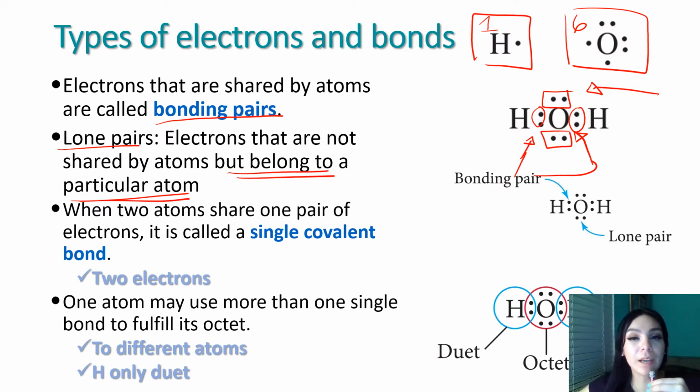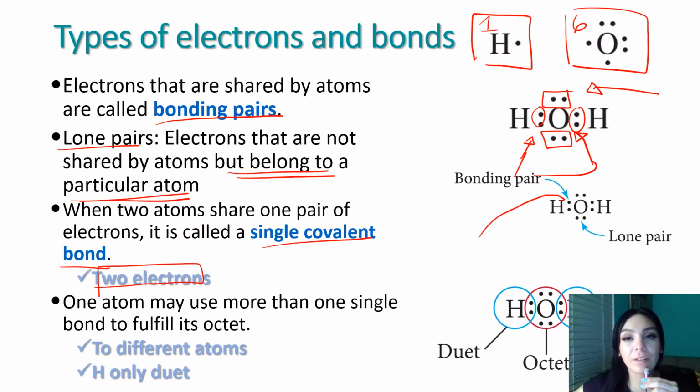Now we can have several different types of bonds. The first one is just the single covalent bond. This single covalent bond is sharing 2 electrons, so it is composed of 2 electrons. So for example, this bonding pair that we have right here, 2 electrons right there, that's a single covalent bond.